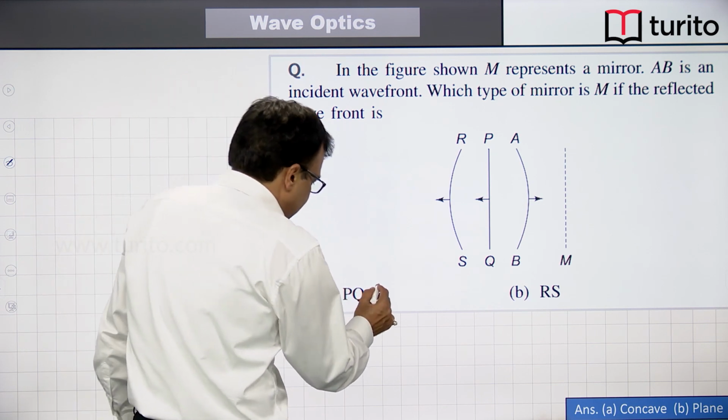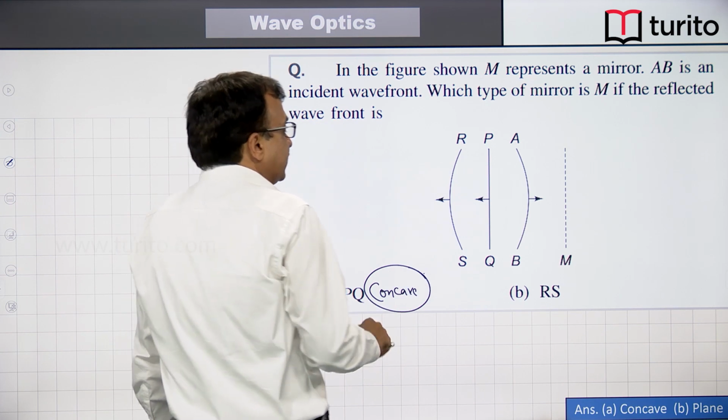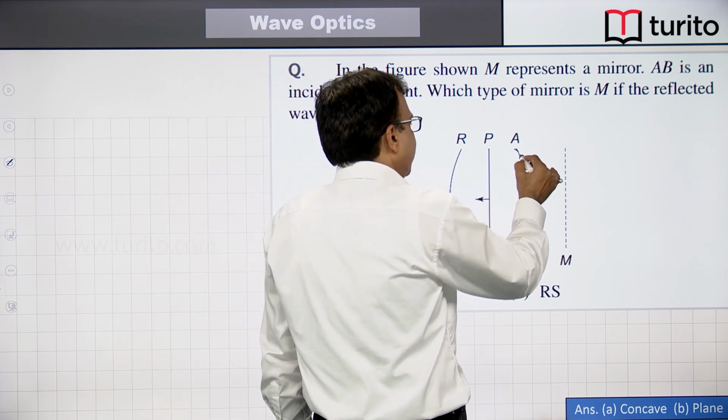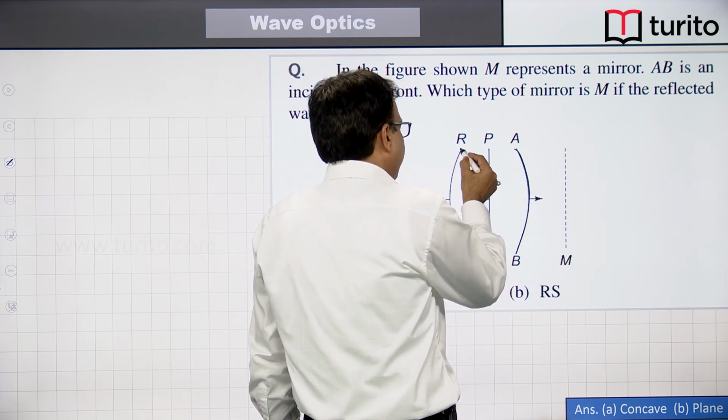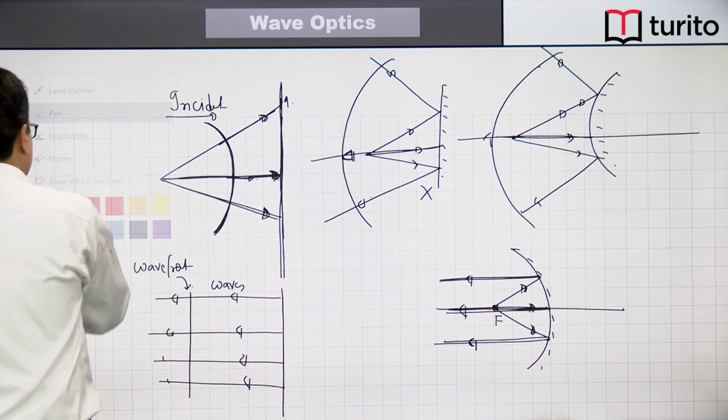Okay, so in this case the answer is concave. Now in the second case what happens? The incident wavefront is the same but the reflected wavefront is this. Okay, so let us discuss this now.